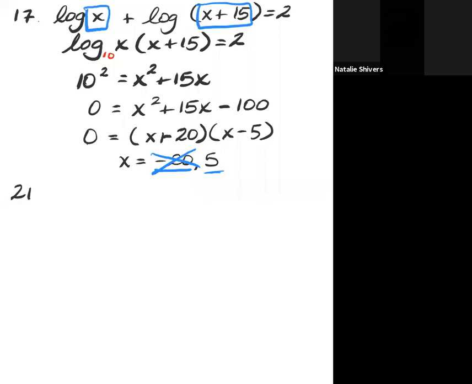So again, along those lines, this is similar, just a half step harder. So log of x plus 7 plus log of 2x plus 8 equals 1. So we're going to multiply them together again.